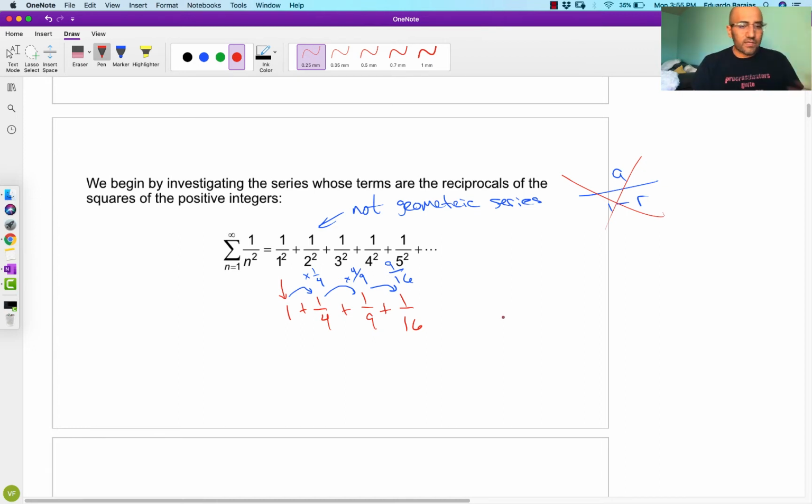Does it converge? Does it diverge? Do we have a way of knowing exactly what it converges to? Or can we at least come up with an estimate of some kind, right? That's what we're trying to do. All right, so let's begin by investigating this a little bit more. Just go ahead and erase this.